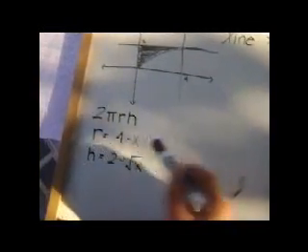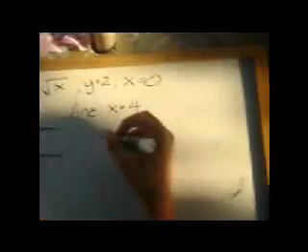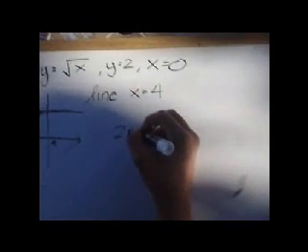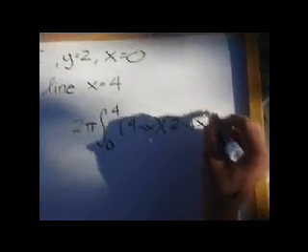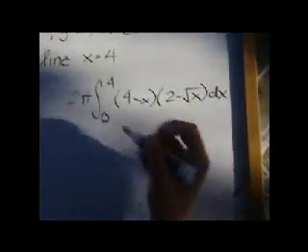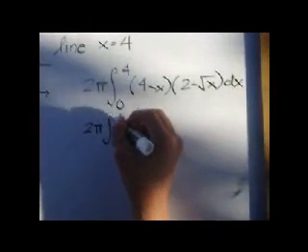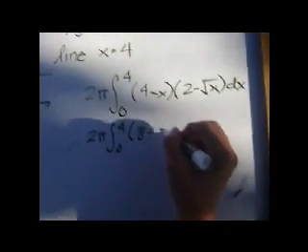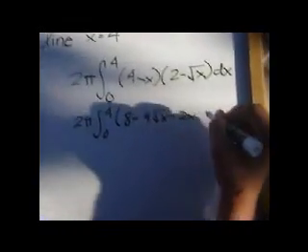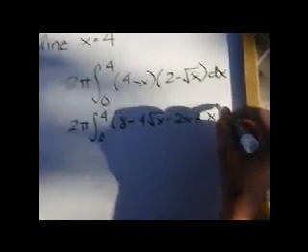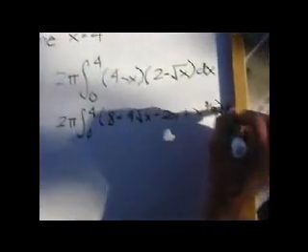So what we have to do first is find r and h. R is 4 minus x, and h is 2 minus square root of x. So we plug this into the equation 2 pi r times h, which is shell method. So it would be 2 pi, go from 0 to 4, 4 minus x times 2 minus square root of x dx. So we simplify this by multiplying these two. So it gives us 8 minus 4 square root of x minus 2x plus x to 3 over 2 dx.